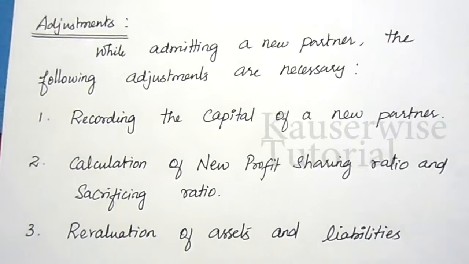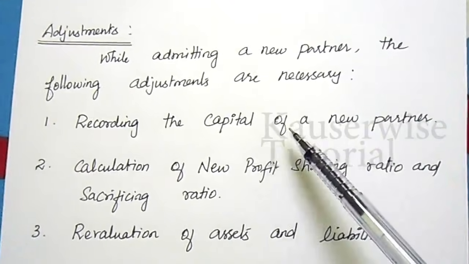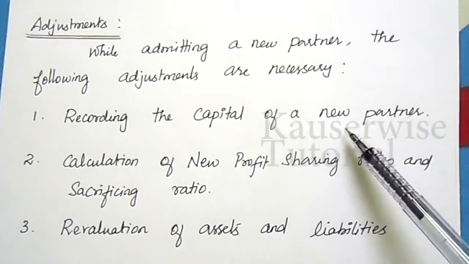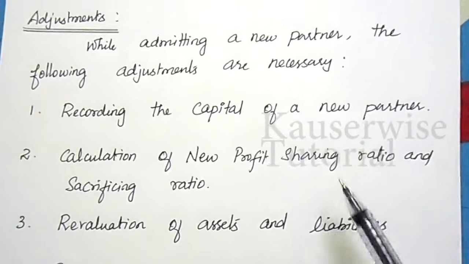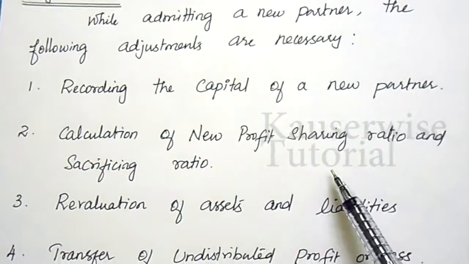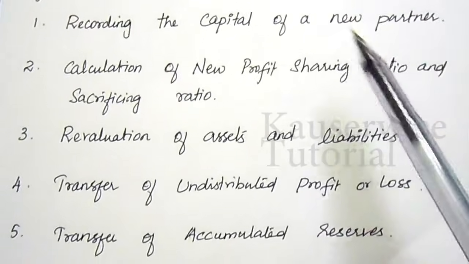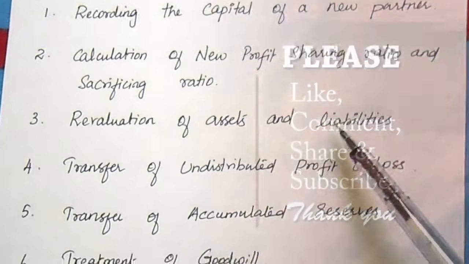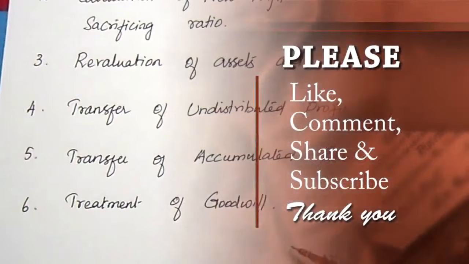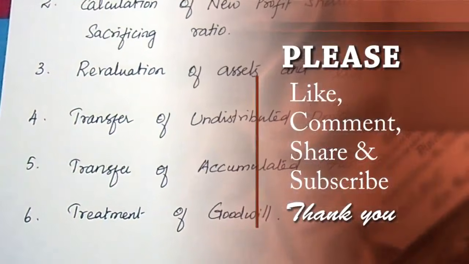Look at the adjustment. So far we have learned the first one and second one, that is recording the new partner's capital and calculation of new profit sharing ratio and sacrificing ratio. So far we have done two things. The remaining things we are going to see in the next video. Hope you all understood the basic two concepts.